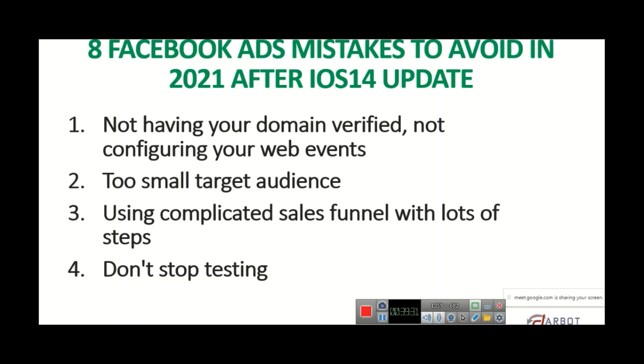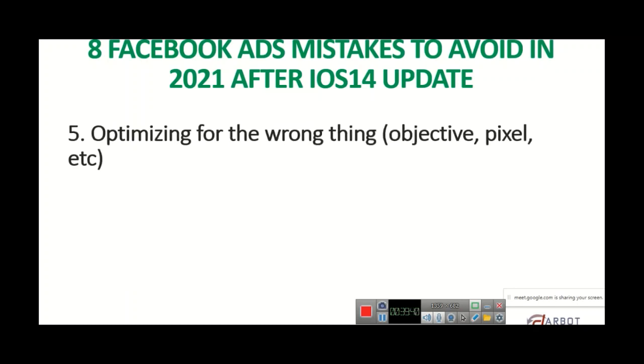Split test your ad with different ad sets, because that's the only way you can find what works best for your business. Then, optimizing for the wrong thing: objective, pixel, etc. Like I mentioned, if your goal is to sell, use conversion. If your goal is to drive traffic to a website, use traffic. If your goal is for people to just like your page, use engagement, then page likes. If your objective is for people to just know about your brand, use brand awareness, use reach. So know your objective, the reason why you are creating an ad, before you start.